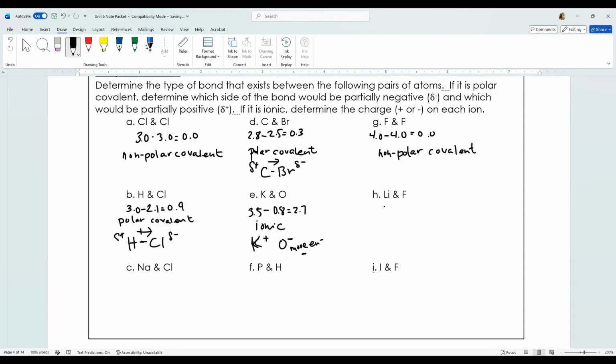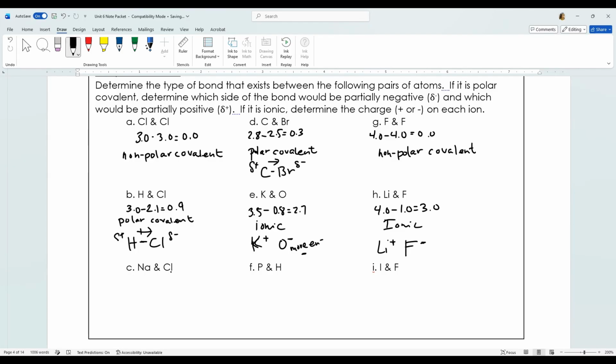Lithium and fluorine. Fluorine is the most electronegative, 4.0. Lithium, not very electronegative, gives us a difference of 3.0. So again, I got a very highly ionic bond there. Fluorine, much higher electronegativity, will have that negative charge. Lithium will have that positive charge. Remember, it's full-on negative, full-on positive because it's ionic.